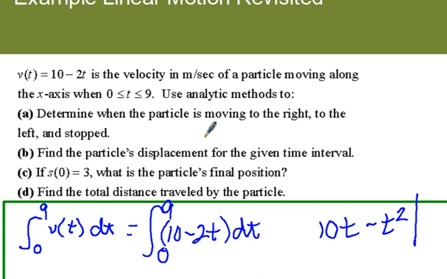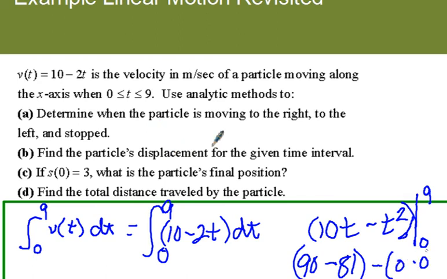And I'm going to evaluate that from 0 to 9. Put parentheses around this to make it have better notation. Now I can do that computation. If I plug in a 9 in here, I'm going to get 90 minus 81. And if I plug a 0 in here, I'm going to get 0 minus 0, which is 0. So 90 minus 81 is 9, minus 0 is 9.